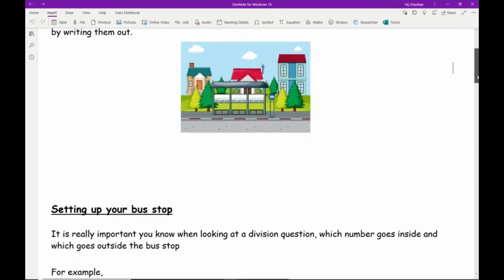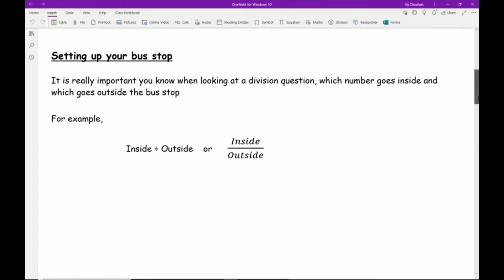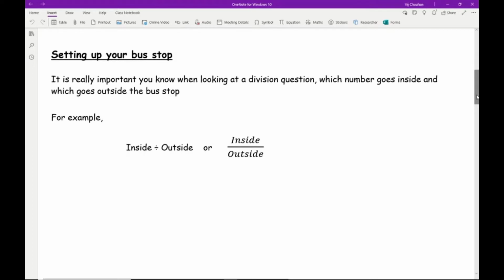So let's have a look at the next part. In terms of setting up the bus stop, this is again where it can all go horribly wrong. You want to make sure that you're using the right components of your division or the fraction to set up your bus stop correctly. It's really important to know when you're looking at division questions which number goes inside and which number goes outside the bus stop. If your question is written using the division symbol, then the first number is what goes inside and the second number is what goes outside.